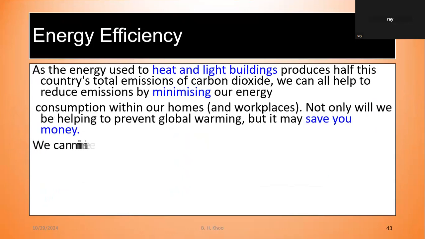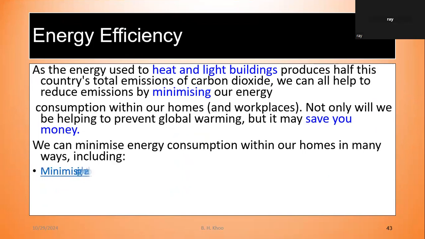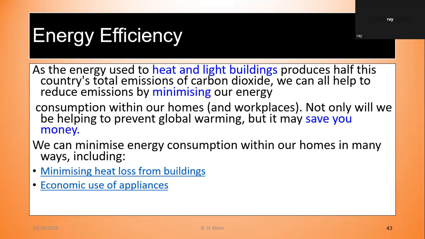So for our part, we can save money by using less electricity. When we are not using the light bulb in our home, we switch it off. Minimizing heat energy loss from building. This is for where you're in a cold country. You use a lot of heaters to heat up the room, so you want to minimize the heat loss. Economic use of appliance, not using it, switch it off. If you want to prepare a cup of tea, just use sufficient water. Don't boil a whole pot of water. Minimize energy use for lighting. Right? Not using it, switch it off.